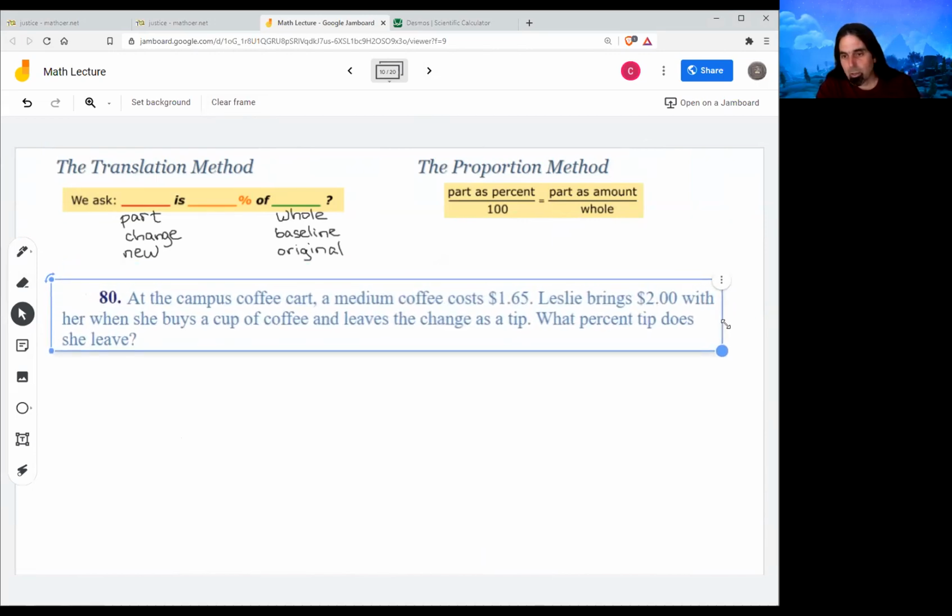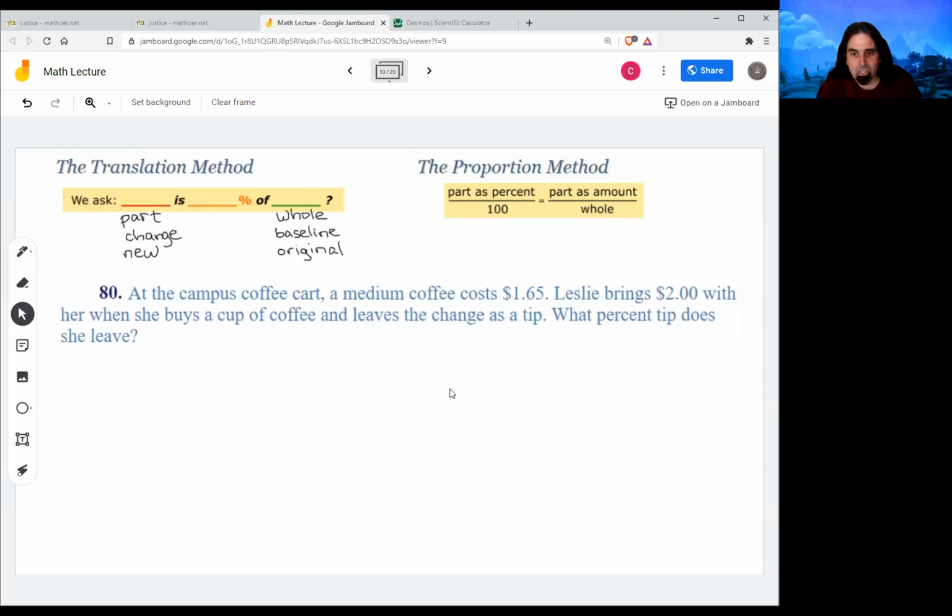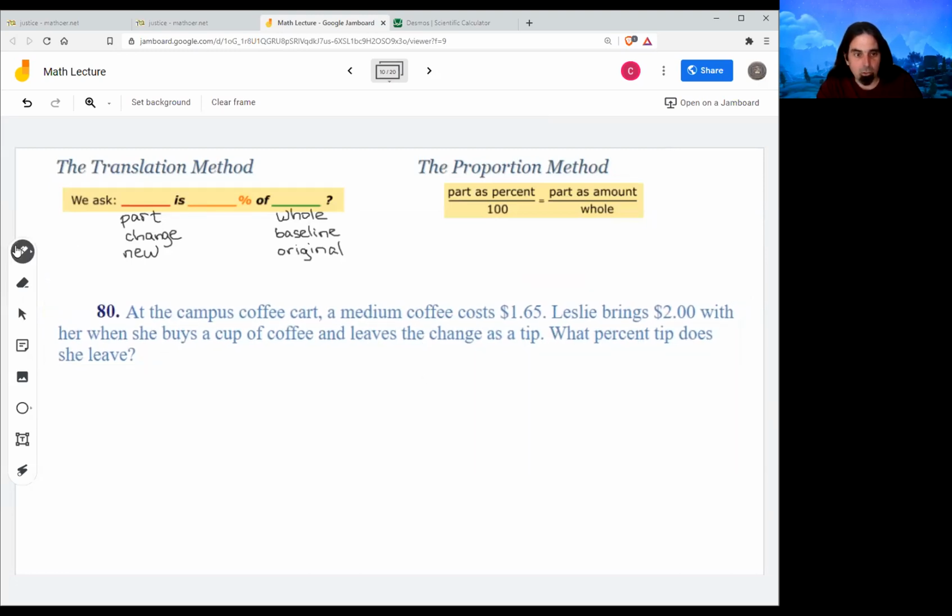This is sort of like riding a bike. Once you've seen all the ways they're tricky, then you don't get tricked anymore. At a campus coffee cart, a medium coffee costs $1.65. Leslie brings $2 with her. She buys a cup of coffee and decides to generously leave all the rest as a tip. What percent tip was that? Again, I'll pause, you work on it, and then we'll check in.